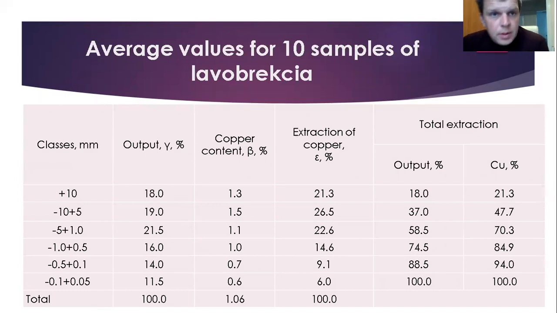In the next table, average values for 10 samples of lavobrekcia. The average technological characteristics of raw materials were calculated for all 10 samples of crushed lavobrekcia. These tables show that all size classes contained a lot of copper, more than the 0.35% industrial necessary minimum, for example. That is, none of the classes can be rejected from the redistribution of copper concentration.